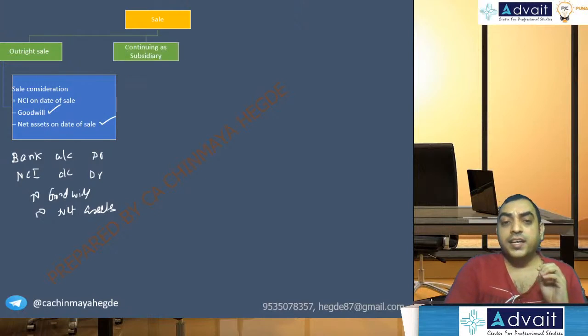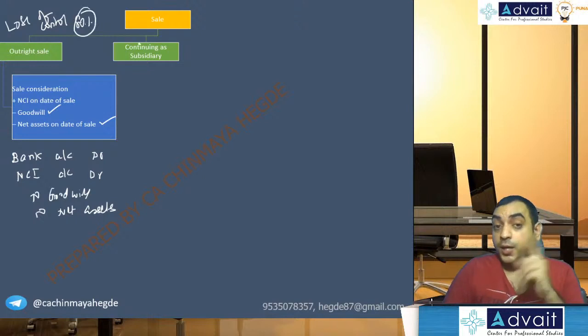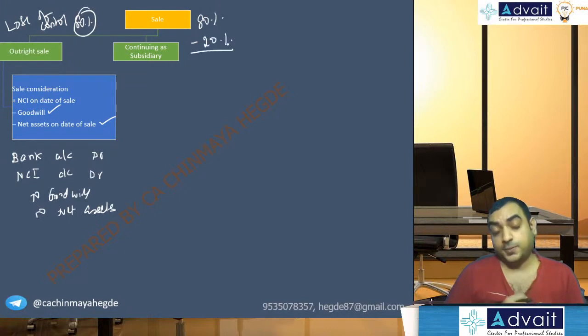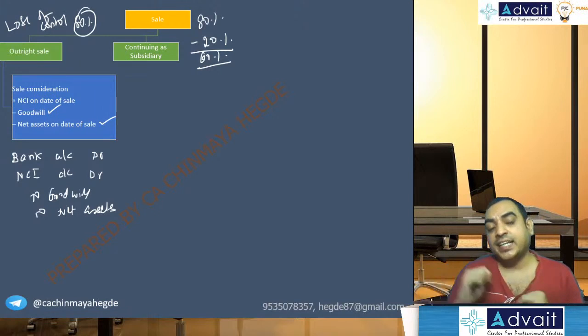Okay, next, this is loss of control. What is loss of control? You had 100% or you had 80%, and you sold the entire 80%. Continuing subsidiary means you had 80%, but you sold only 20%. Remaining 60% you continue, which means you continue to have control. You continue to have a subsidiary. If the subsidiary continues, no need to derecognize NCI, no need to derecognize goodwill, no need to derecognize net assets.